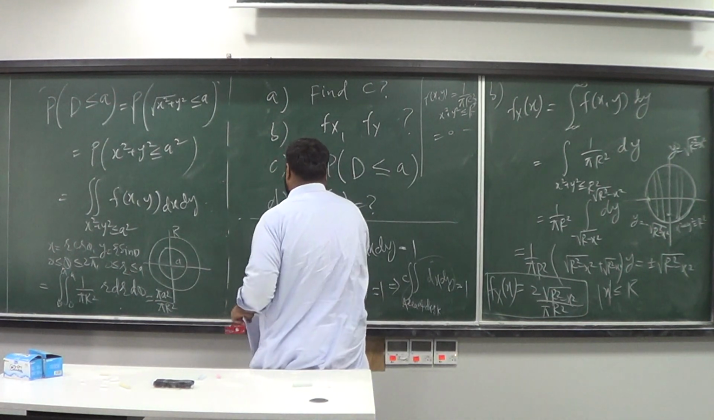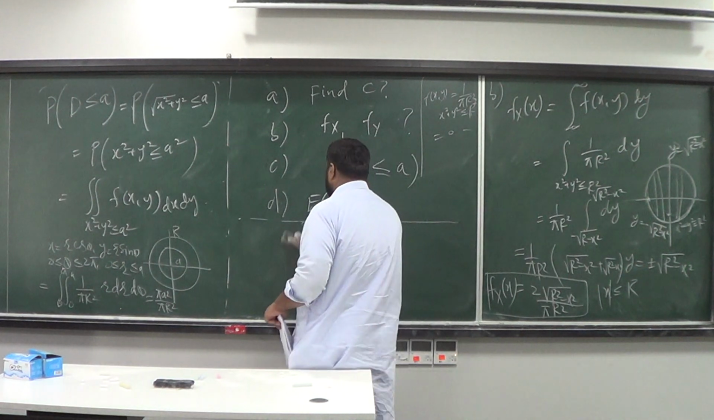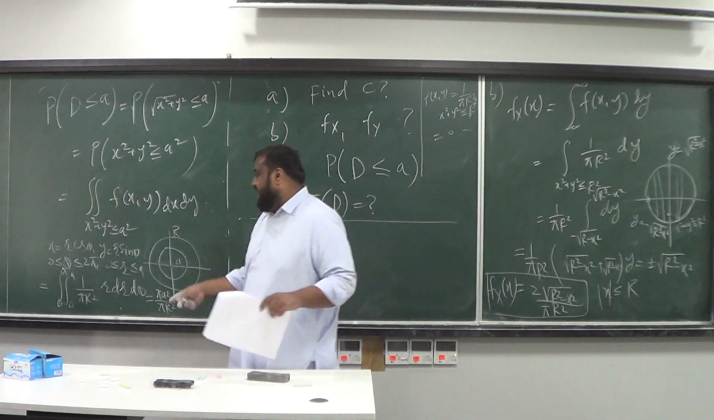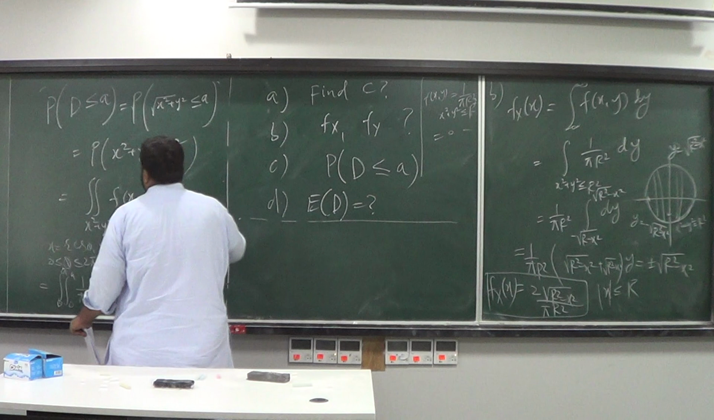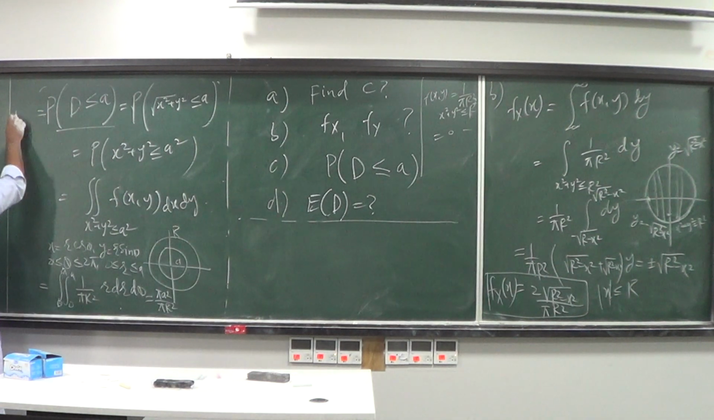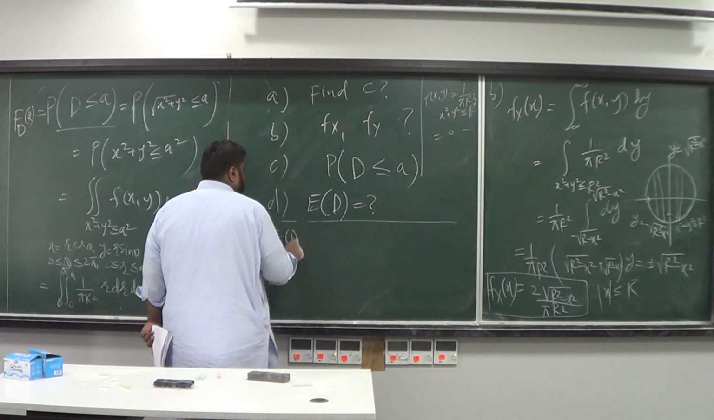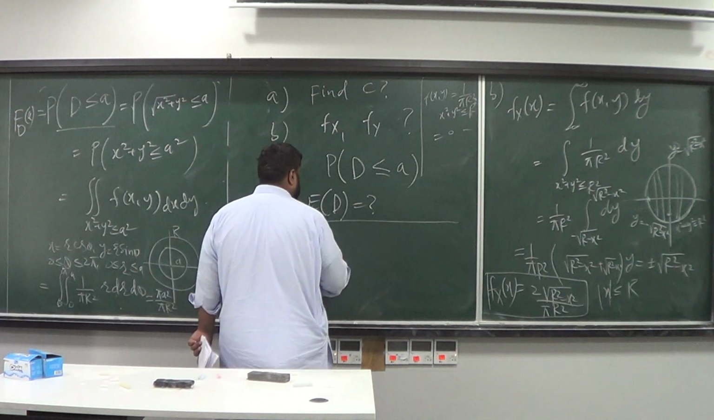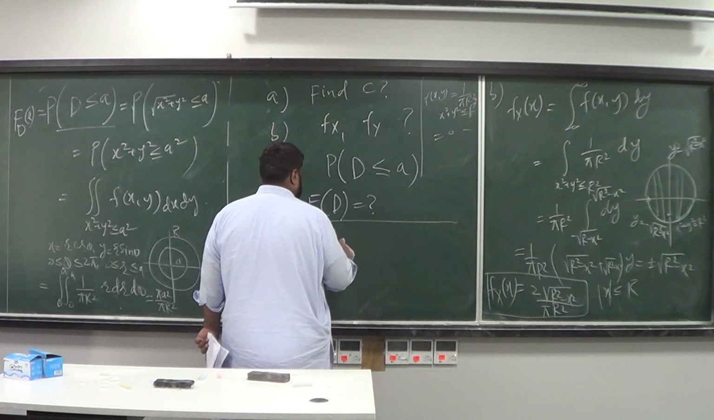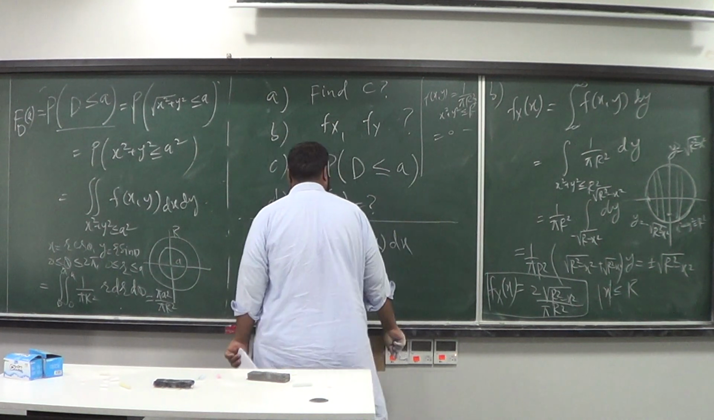Now, the final thing: what would be the expectation of this distance? I can treat this as the cumulative distribution function of A, of the distance d. The distance between the point where my dart is hitting and the origin. If you want to compute the expectation, you need the PDF, because the expectation of d is going to be the integral from minus infinity to infinity of x times f_d of x with respect to dx. This is what you need to compute.